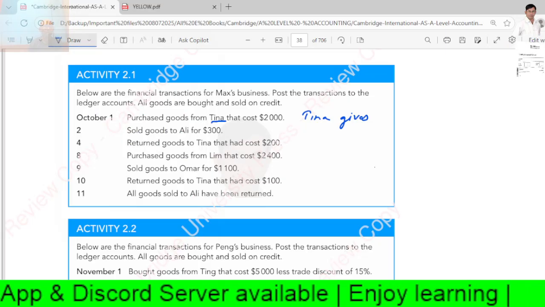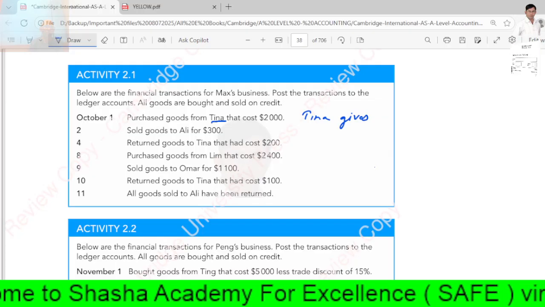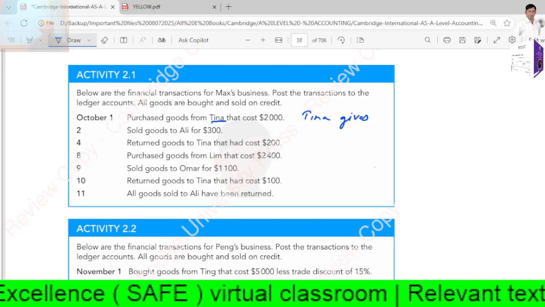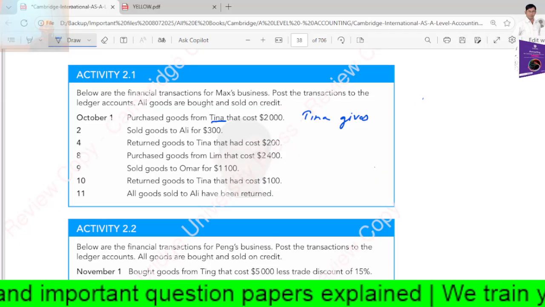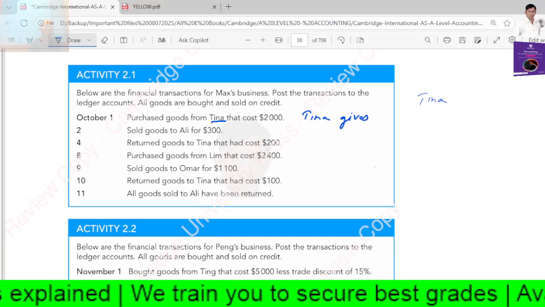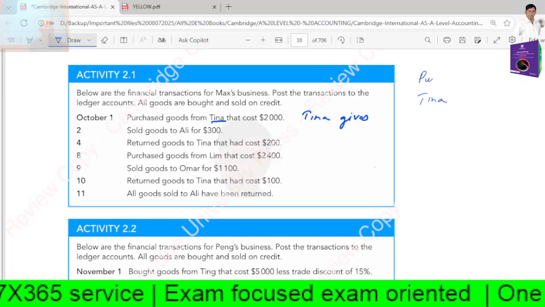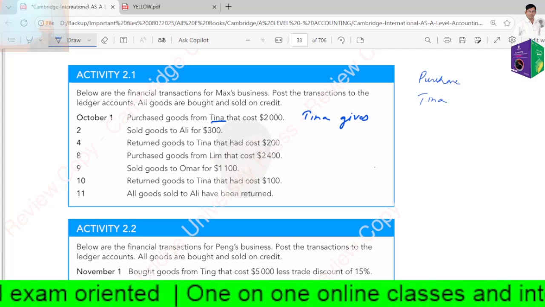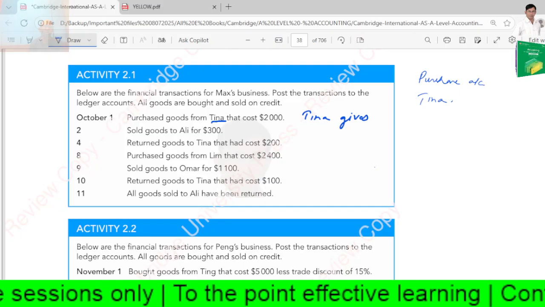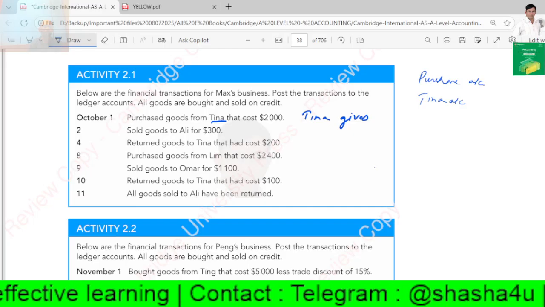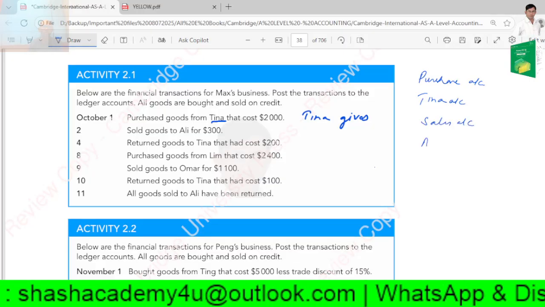So you can try working out this question on your own, then compare with the answer here. First let us make a list of accounts that are necessary. We need to prepare Tina's account. We need to prepare purchase account, because goods are purchased from Tina, right? So purchase account, Tina account. Then sold goods to Ali. So sales account, Ali account.